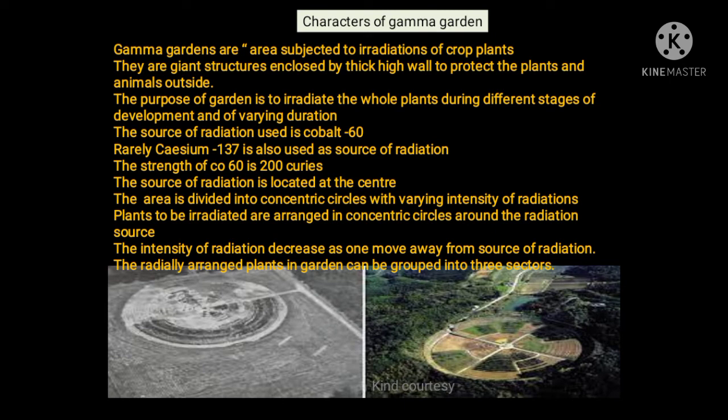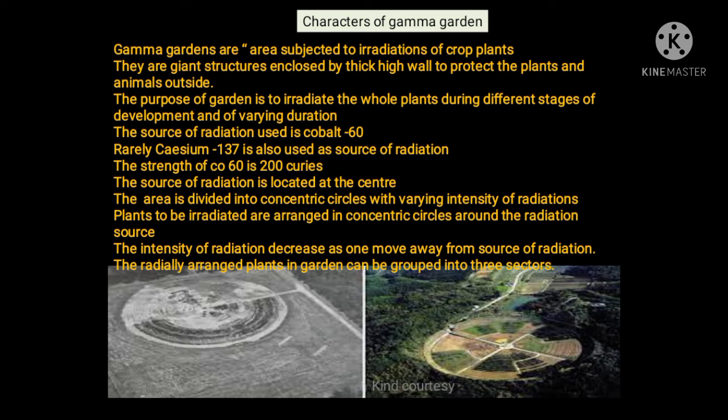Characters of gamma garden. Gamma gardens are areas subjected to irradiation of crop plants. They are giant structures enclosed by thick, high walls to protect the plants and animals outside. The purpose of the garden is to irradiate whole plants during different stages of development and for varying durations. The source of radiation used is cobalt 60. Rarely, cesium 137 is also used as a source of radiation.